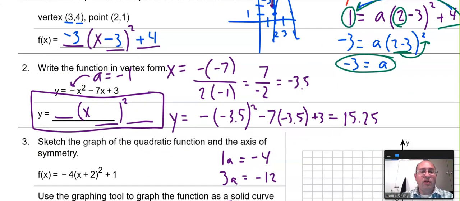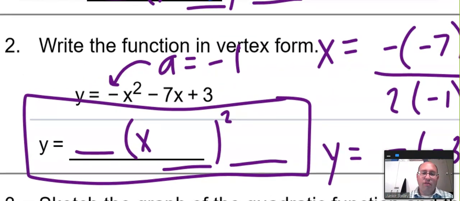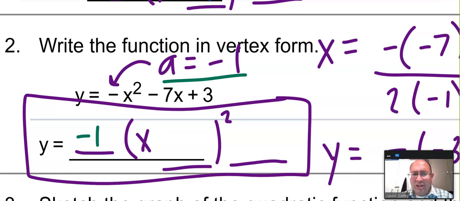Question 2: write the function in vertex form. Now we're starting off with standard form, and you want me to write it in vertex form? One of the cool things we can notice right away is that the a value is -1. So we should write it in our equation at the beginning. If you just want to put a negative sign and not write the number 1, that's okay too. Math Excel probably would like that better, but it still shouldn't count off for anything.